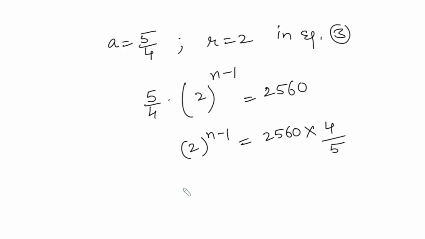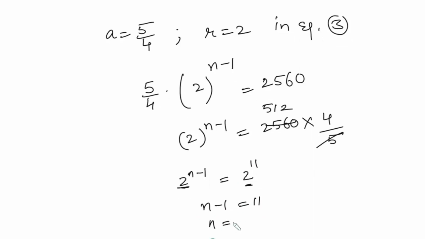The left hand side is 2 raised to the power n minus 1. And on the right hand side, we can cancel out 5 and 2560, which will give you 512. And if we factorize the right hand side, we will get the right hand side equals 2 raised to the power 11. Now here the bases are equal, therefore the powers should be equal. That means n minus 1 should be equal to 11 or n is equal to 12. And that gives you the number of terms in the sequence is 12.